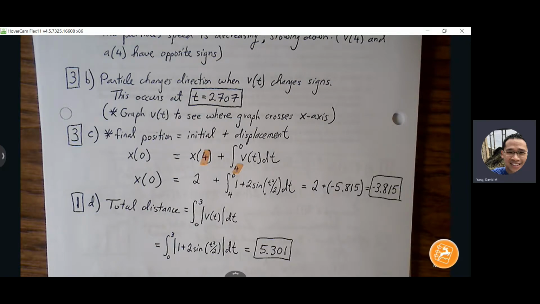Okay, we just want to know how much back and forth did this particle travel. We don't care where he starts. Right? We just want to know how much did he move in that time interval.